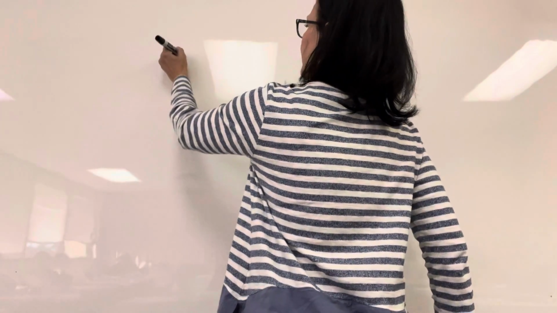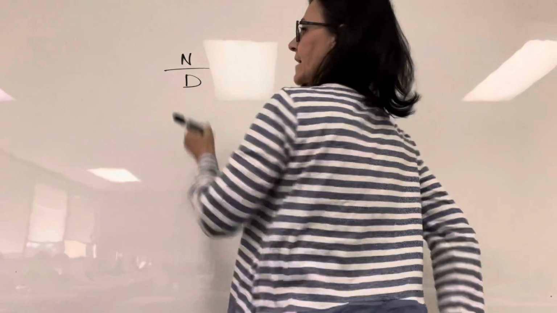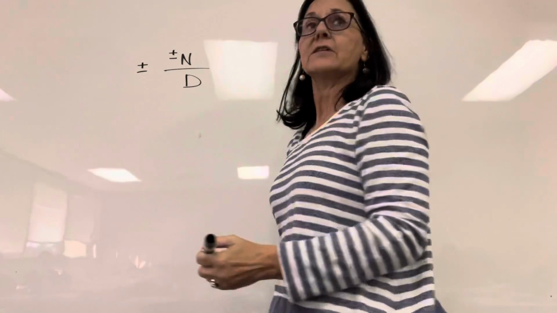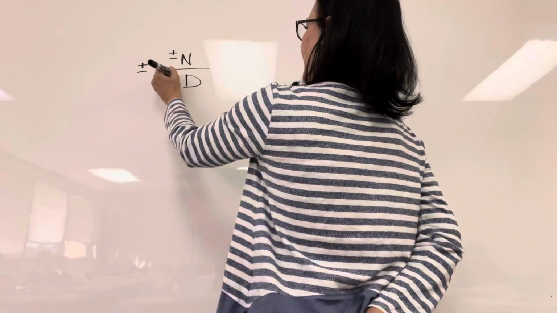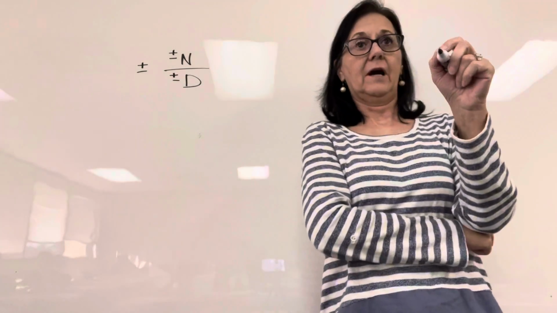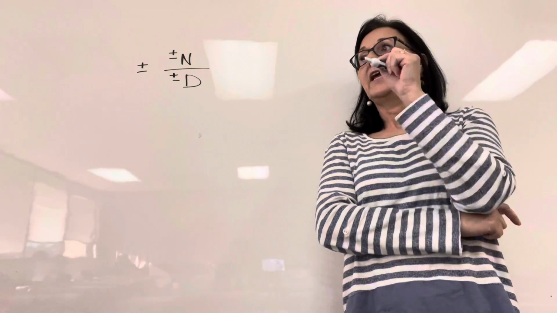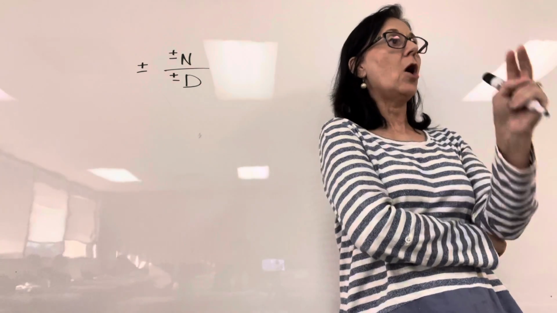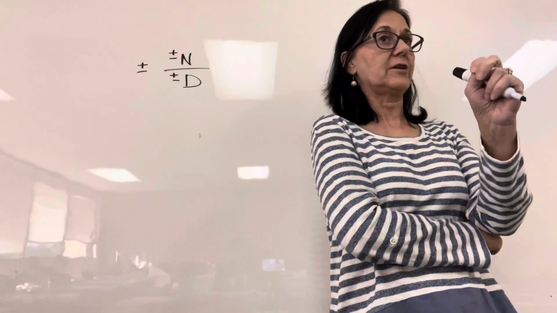So a fraction has three signs. The numerator has a positive or negative. The fraction as a whole has a positive or negative. And the denominator has a positive or negative. All right. If I change any two of the signs, then I don't change the value of the fraction.